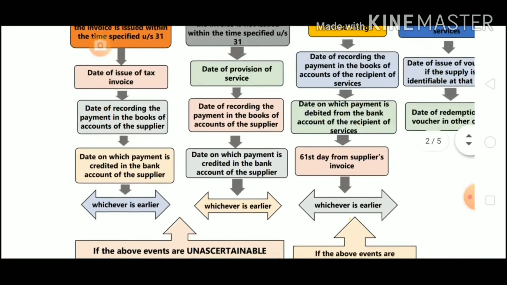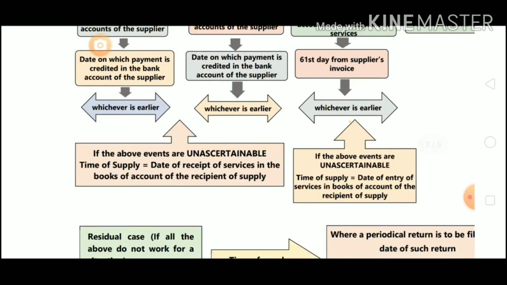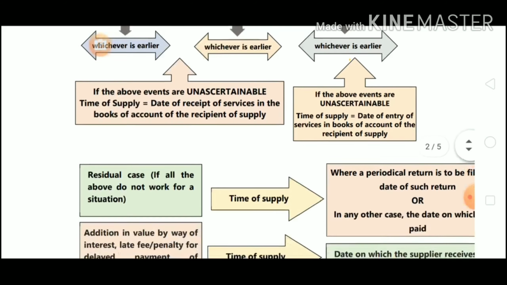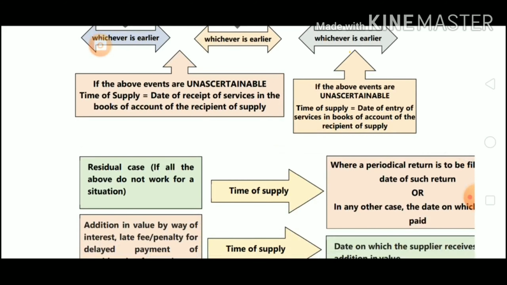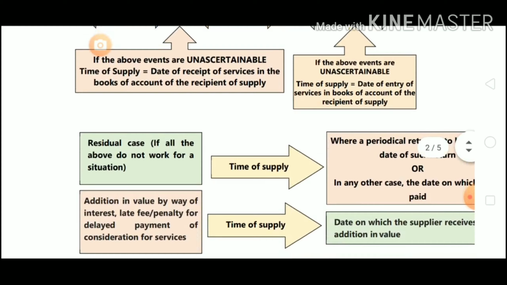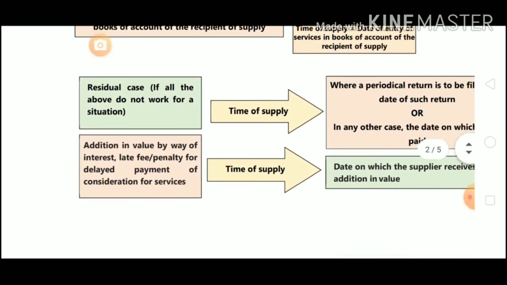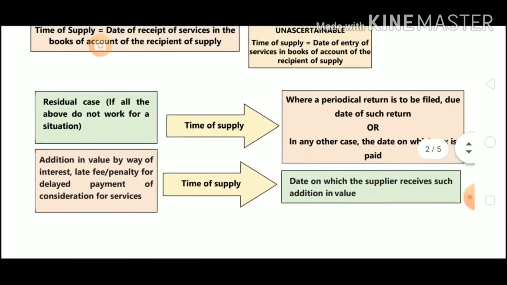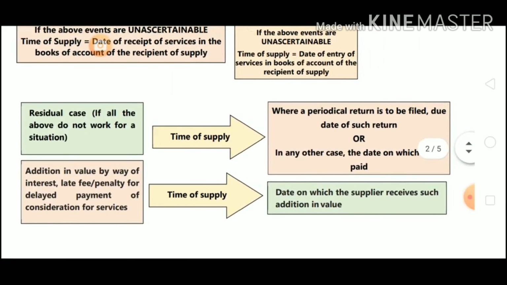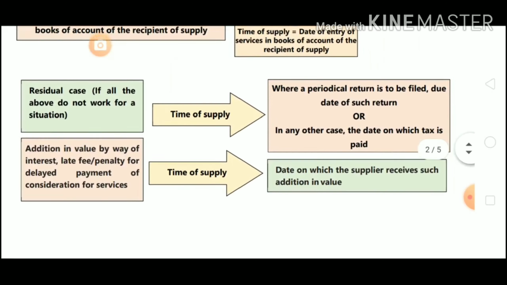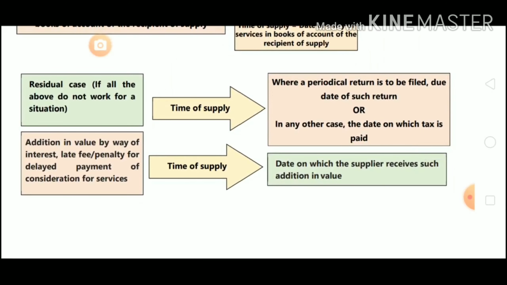Now under forward charge, they have said that, same as in case of goods, if the above events are unascertainable, then time of supply will be the date of entry of services in the books of account of the recipient of supply. Service entry, okay. In the goods case, goods entry was given, so same thing. Residual case, where periodical return is to be filed, then we'll take the due date of return, and in other cases we'll take the date on which tax is paid.